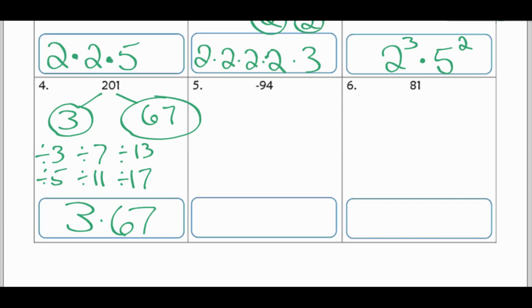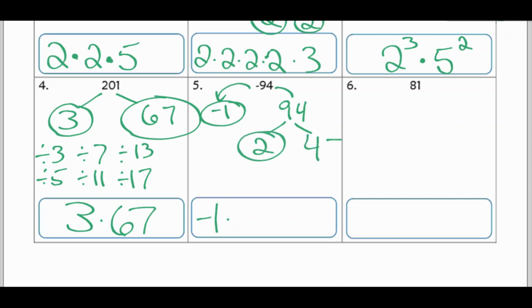When you have a negative number, the first thing I want you to do is factor out that -1. We know that that's one of the factors. Then I'm going to factor 94 just like normal, so I'm going to break that down. I see the 2 can factor out right away because it's even. And 2 times 47 would give me that 94. Nothing is going to break down 47, so that is my list of primes. It's -1 times 2 times 47.